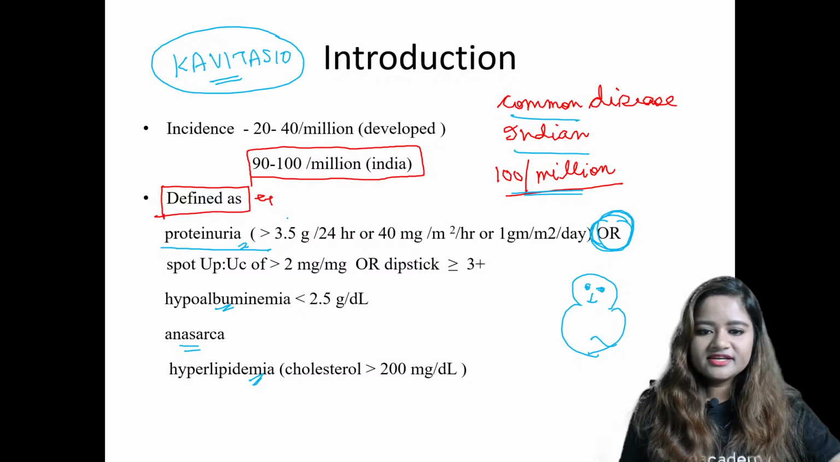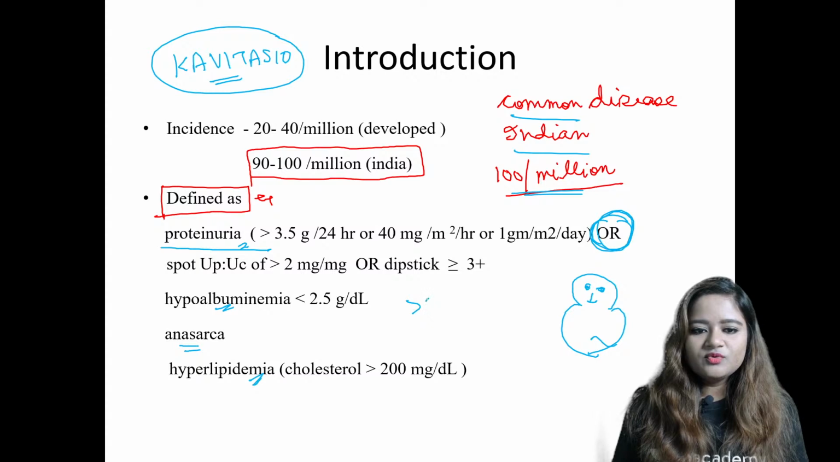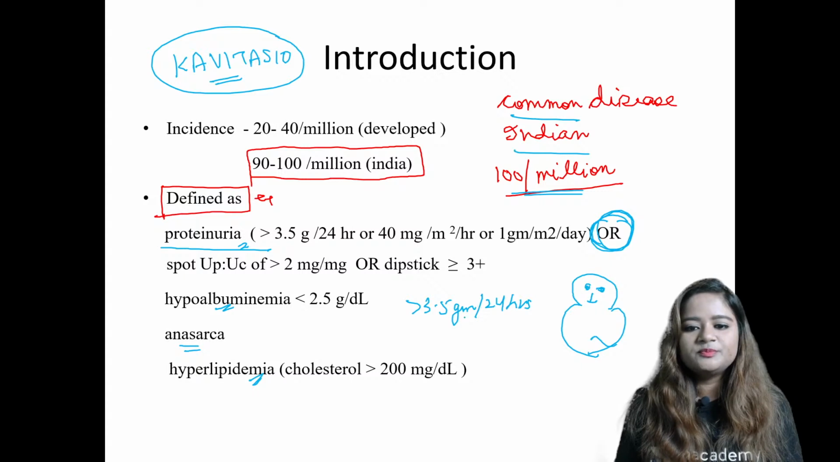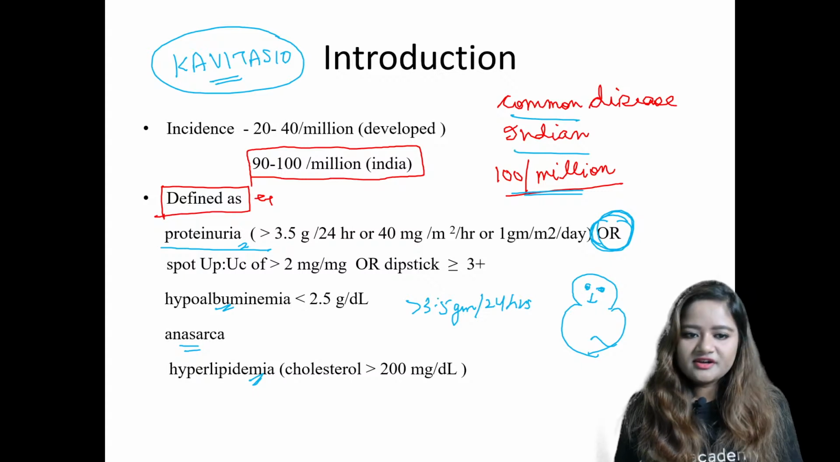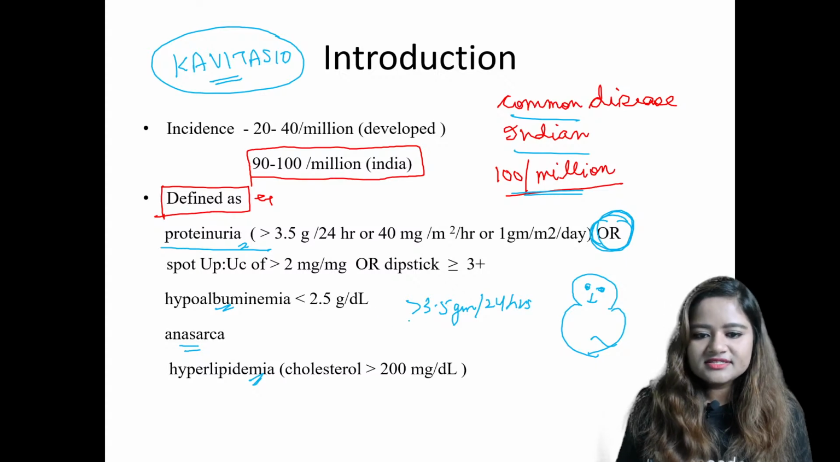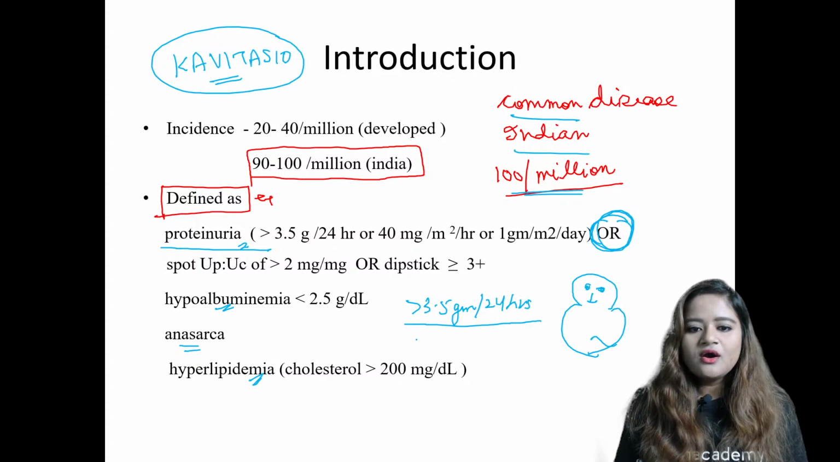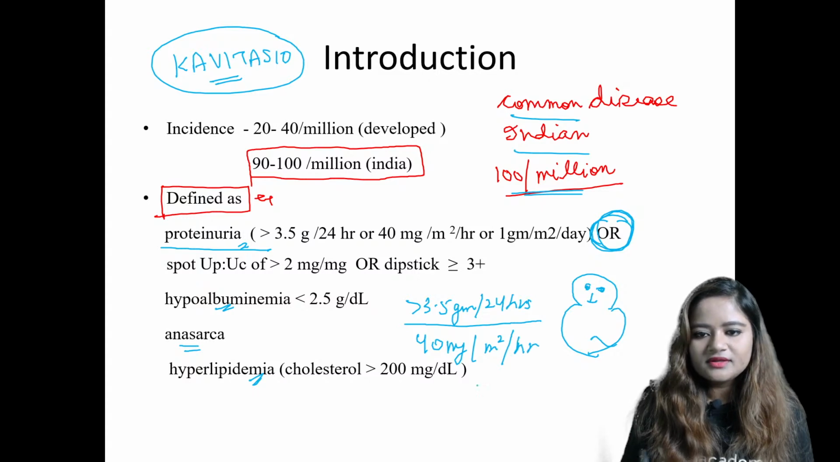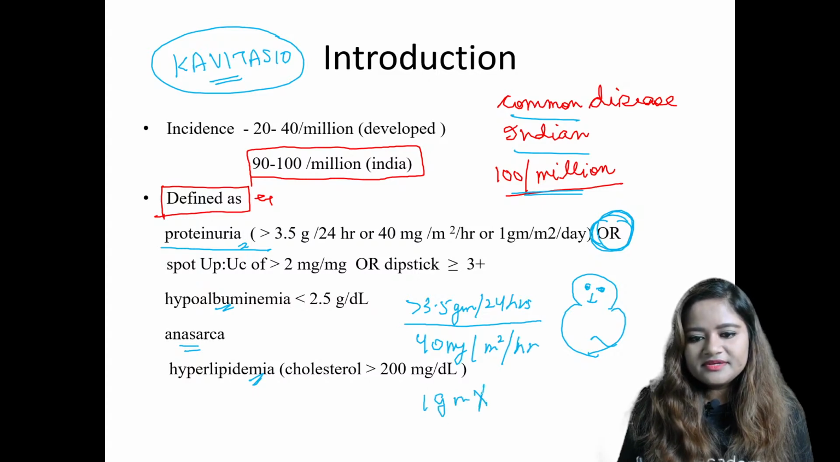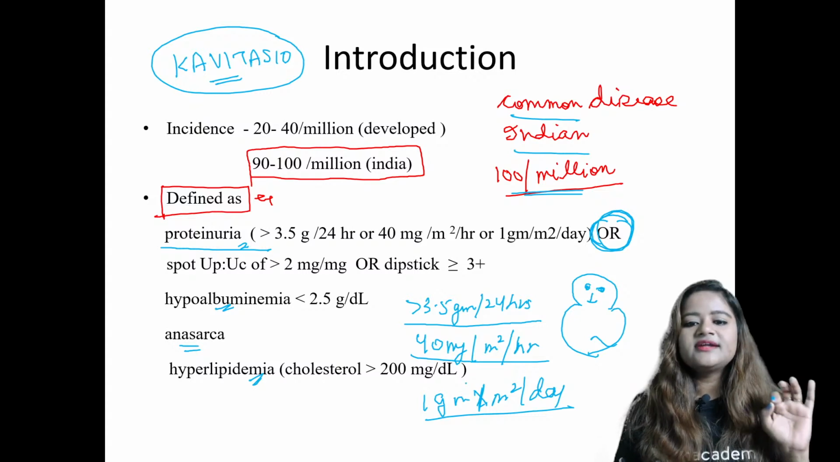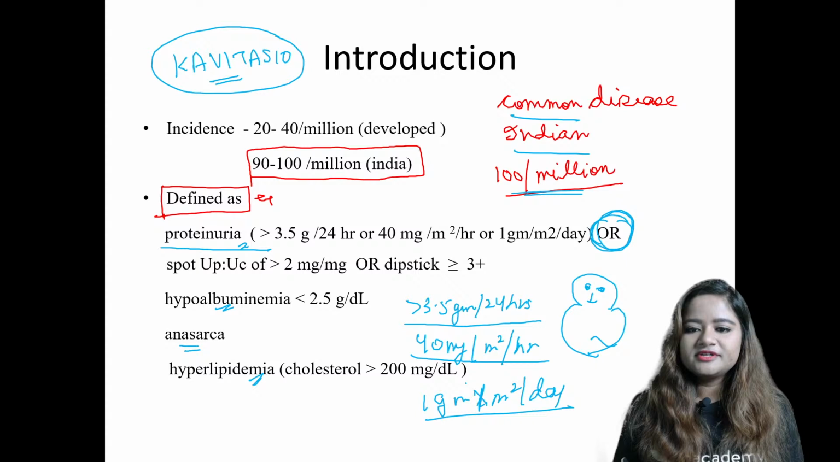So proteinuria होना कितना चाहिए, तीन चीजें याद रखनी है. If it is more than 3.5 grams per 24 hours, that is a nephrotic range proteinuria. Maybe you don't get a question straight away on nephrotic. You might be simply asked what is the cutoff for nephrotic range proteinuria. Answer is 3.5 grams per 24 hours. Or if it is 40 milligrams per meter square per hour, और 1 ग्राम पर मीटर स्क्वायर पर डे. ठीक है, ये तीनों फिगर्स आपको अच्छे से याद होने चाहिए. 3.5 ग्राम पर 24 आवर्स, 40 milligram per meter square per hour, और 1 gram per meter square per day.